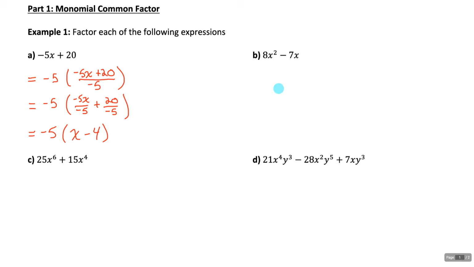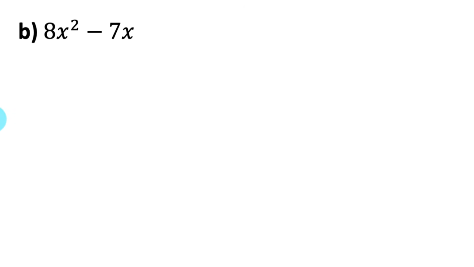Let's try part B. If we look at both terms, I have 8x squared minus 7x. Now, if we look at the coefficients of the terms, 8 and 7, the greatest common factor between 8 and 7 is just 1. But we also need to look at the variable parts of each of the terms. They both have a factor of x. The 8x squared has 2 factors of x, and the 7x just has 1 factor of x.